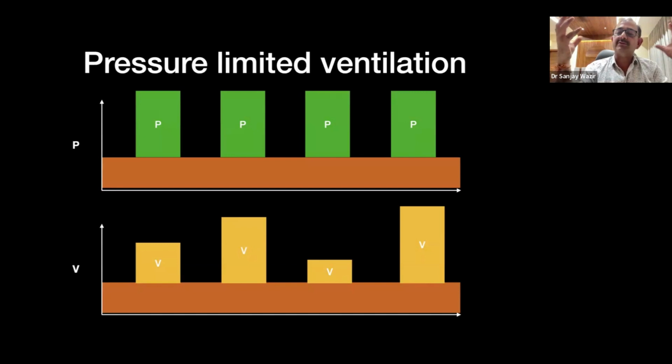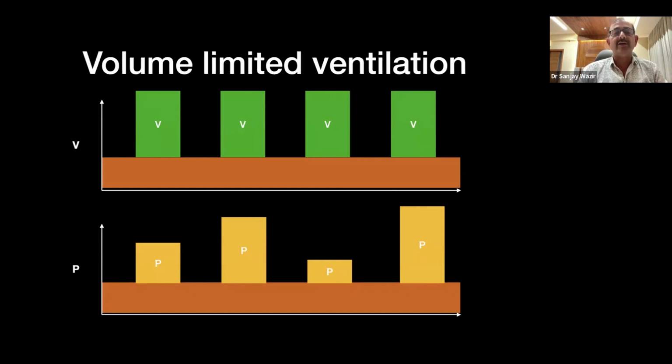So with 20 PIP, there is a volume which is variable, because sometimes the compliance is good, and with that 20 you may have an overinflation. If the compliance is poor, with that 20 you may have an underinflation. So in pressure limited ventilation, your intent is to reduce the barotrauma, but your volume keeps changing and you end up having volume trauma.